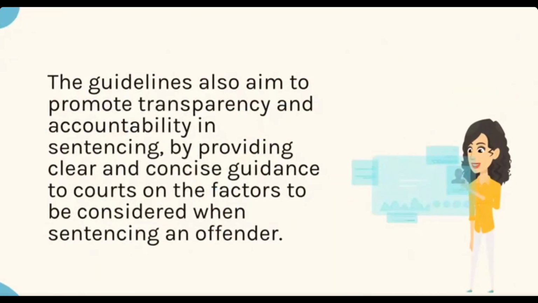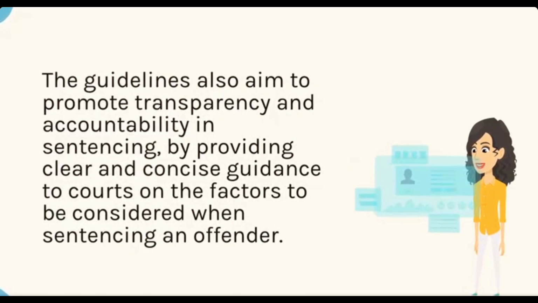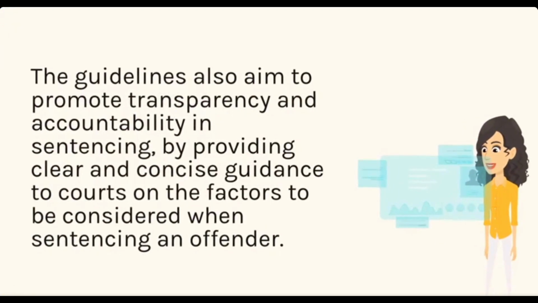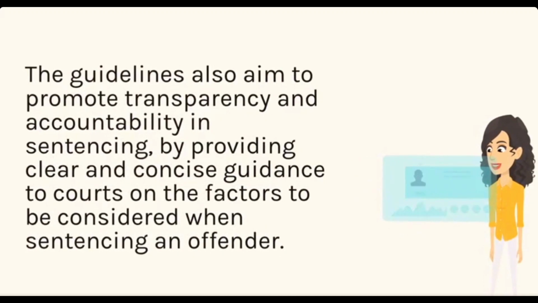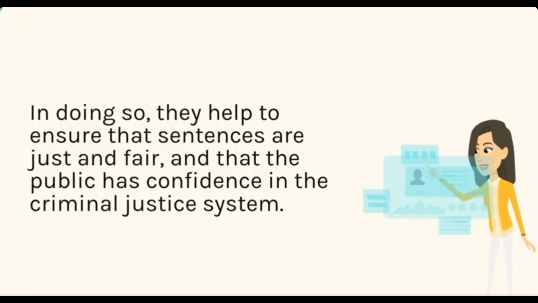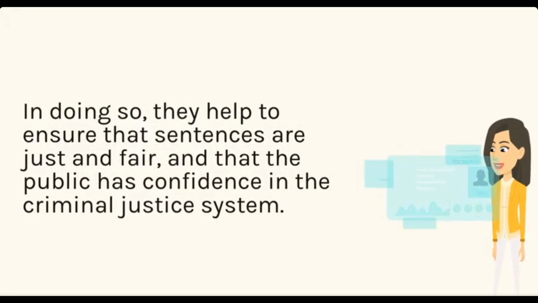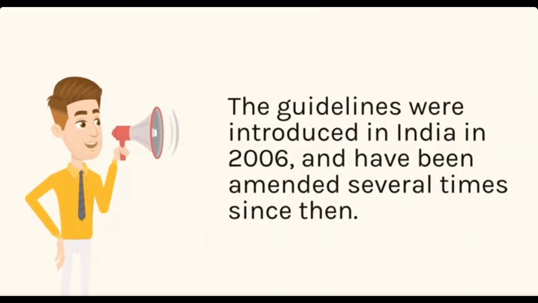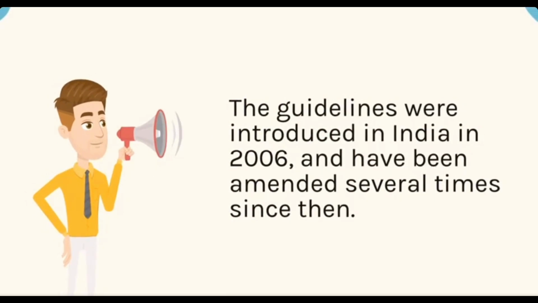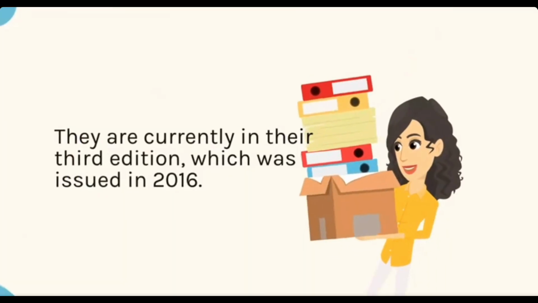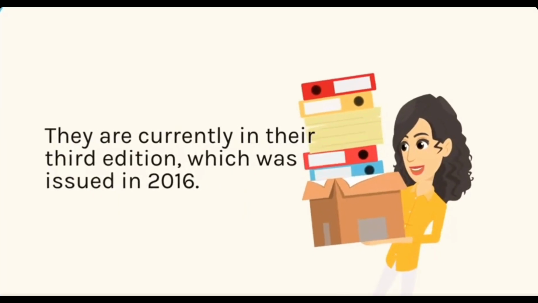The guidelines also aim to promote transparency and accountability in sentencing by providing clear and concise guidance to courts on the factors to be considered when sentencing an offender. In doing so, they help to ensure that sentences are just and fair, and that the public has confidence in the criminal justice system. The guidelines were introduced in India in 2006 and have been amended several times since then. They are currently in their third edition, which was issued in 2016.